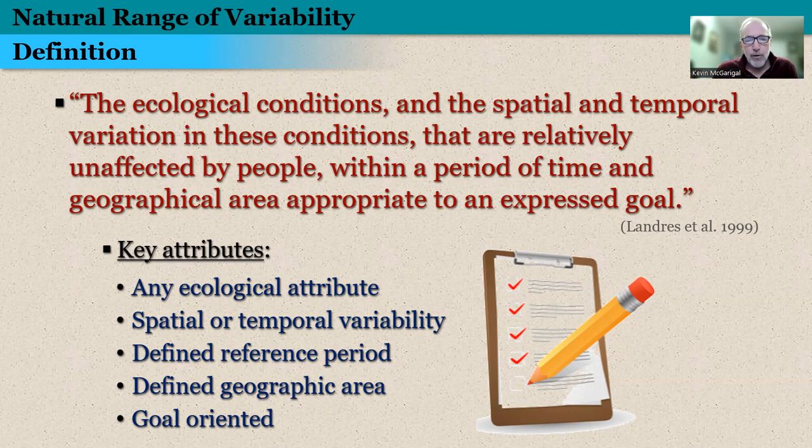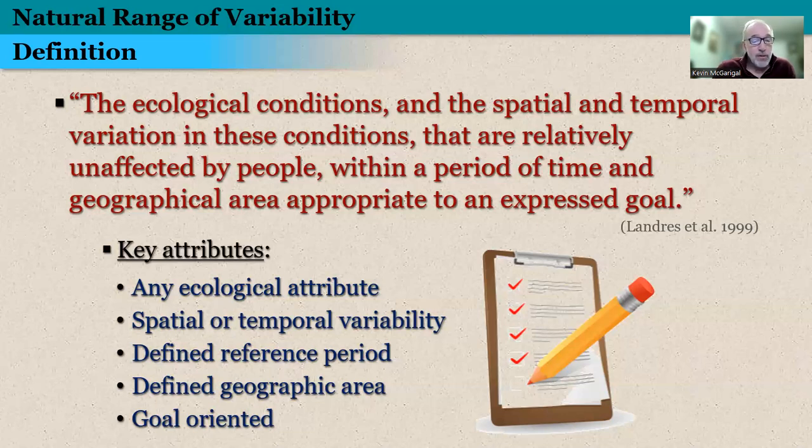First, it refers to any ecological attribute. There are myriad ways to describe and measure the ecological system, and NRV applies to any single or combination of ecological attributes. Second, it refers to the spatial or temporal variability. So the range of variability here is both in space and or time. Thirdly, it talks about a defined reference period. That means the period in time within which variability is being expressed.